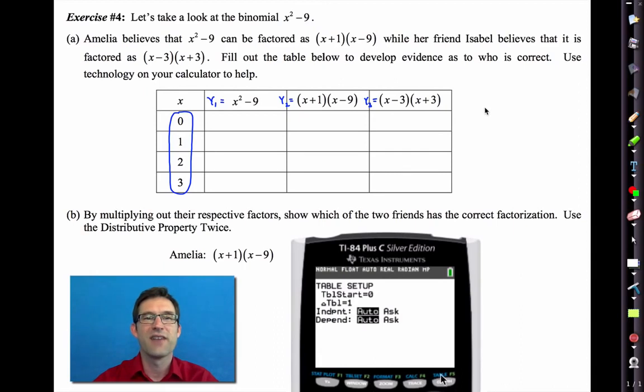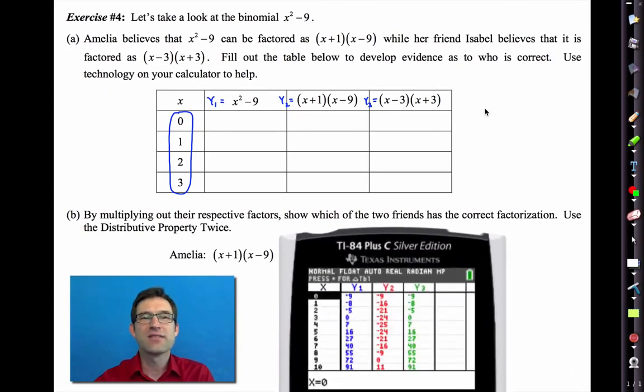All right, do you have that? Okay, let's go into the table now. Remember, we get that by hitting second graph. All right, and now let's take a look at that first row of the table.